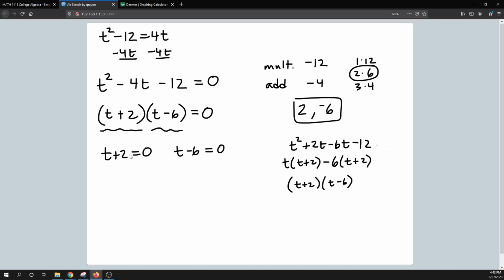If t plus 2 is 0, then I can just solve that equation and get that t equals negative 2. And for this one, I can add 6 to both sides, and I get t equals 6. So there are my two solutions, negative 2 and a positive 6. We've solved this equation. What we're doing here is trading in one quadratic equation for two linear ones that we've studied before. So that is how to solve a quadratic by factoring.